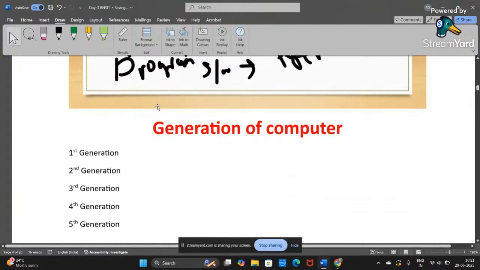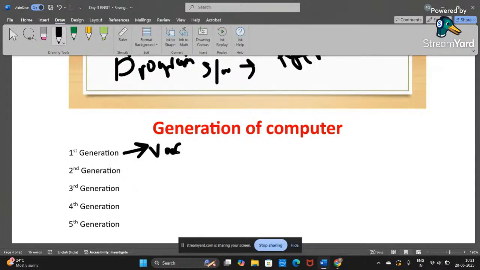Along with this, we'll learn about generations of computers. The history of computers is divided into 5 generations. First, we'll learn about the first one. The technology used is vacuum tube.